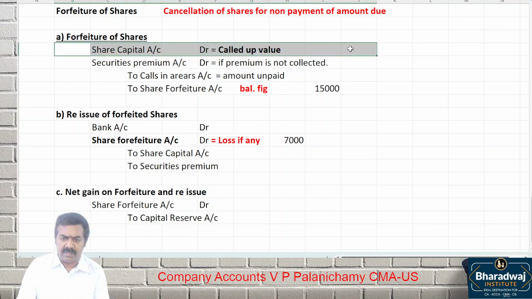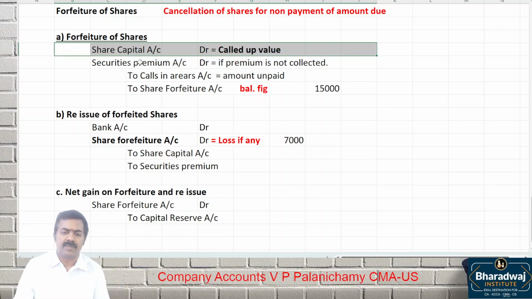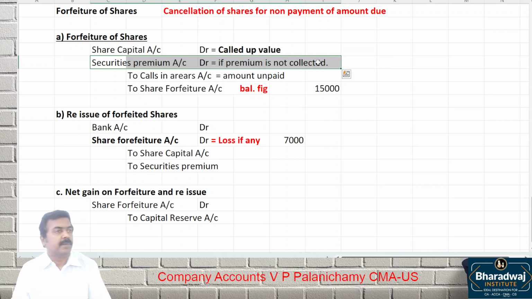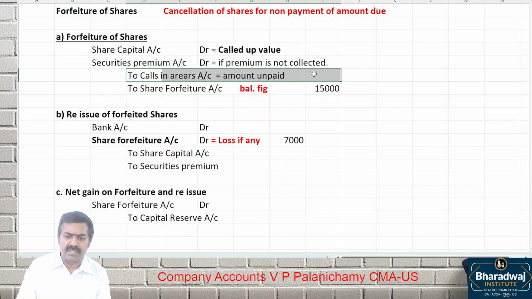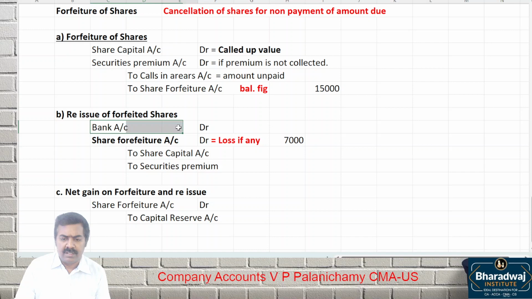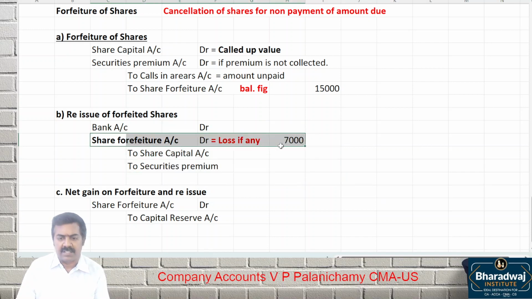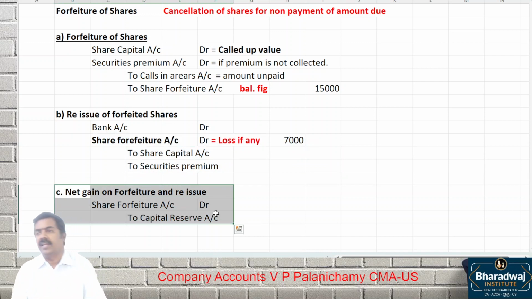Most important to learn. Share capital account debit. Why do you debit capital? Capital will have a credit balance. To cancel the capital, you should debit. Securities premium account debit. If the premium is not collected, two calls in arrears, amount paid or amount unpaid. Amount not paid, balance will go to which account? Share forfeiture account. Reissue this with capital and premium. Suppose there is a loss that can be adjusted, net gain will be transferred to which account? Capital reserve account.